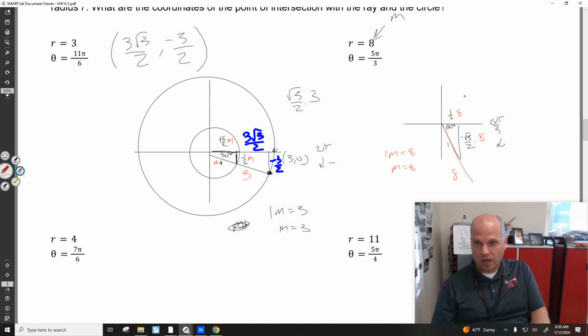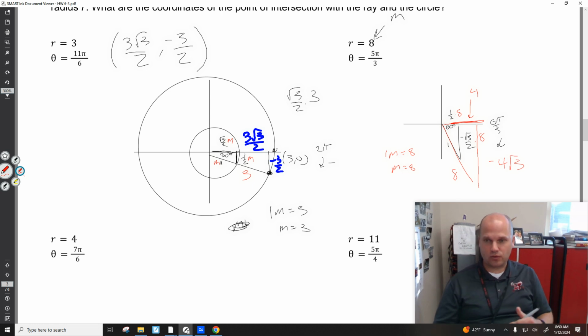So this becomes 4. This becomes negative 4 root 3. I got negative root 3 over 2 times 8. 8 divided by 2 is 4. And boom, there's your x distance, there's your y distance, 4 comma negative 4 root 3.